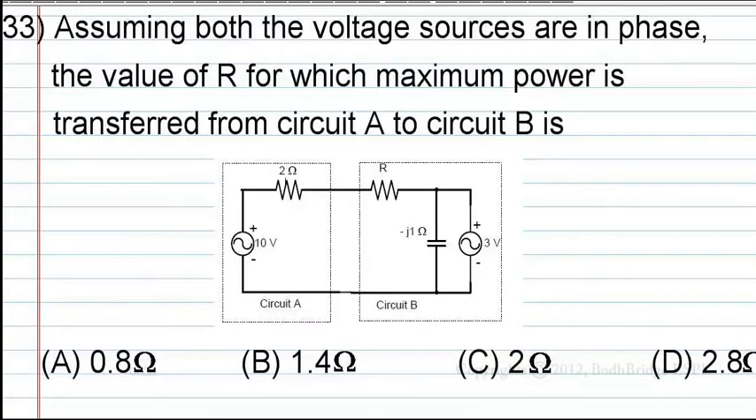Assuming both the voltage sources are in phase, the value of R for which maximum power is transferred from circuit A to circuit B is. The options are 0.8 ohm, 1.4 ohm, 2 ohm, 2.8 ohm.